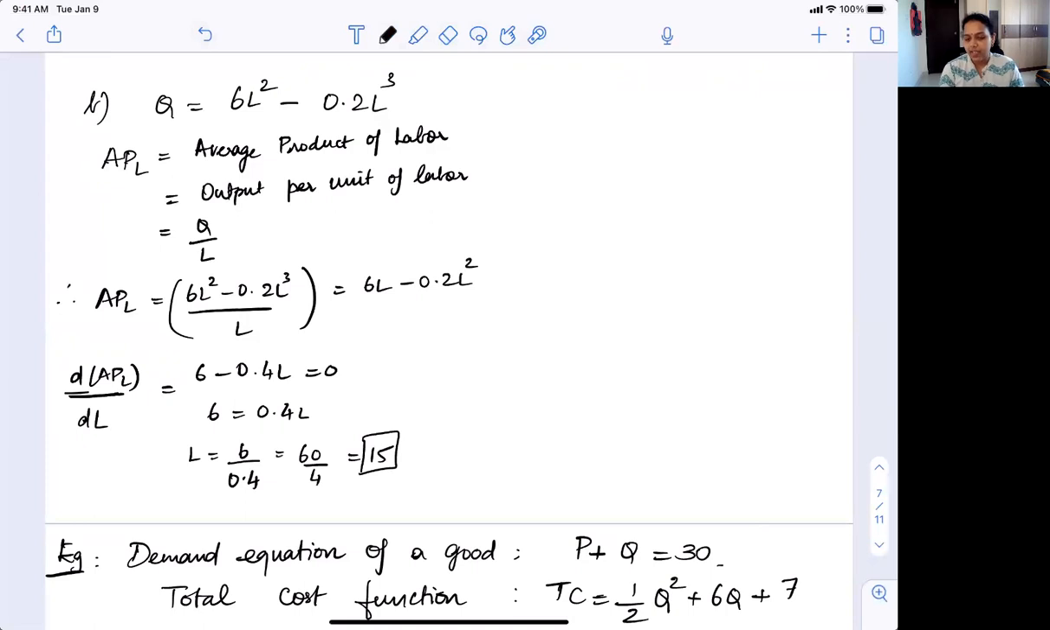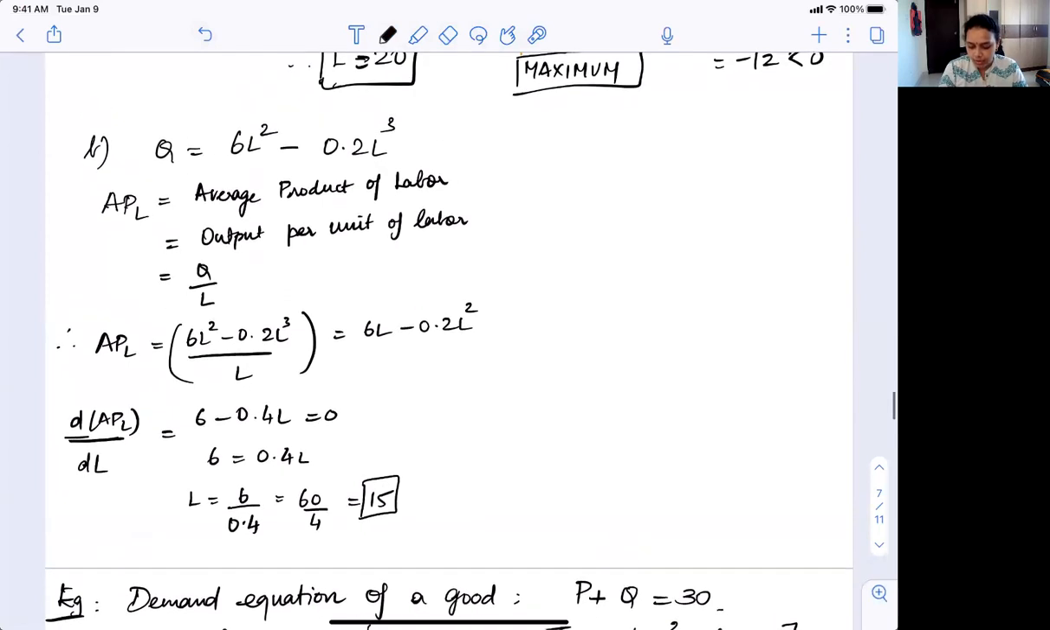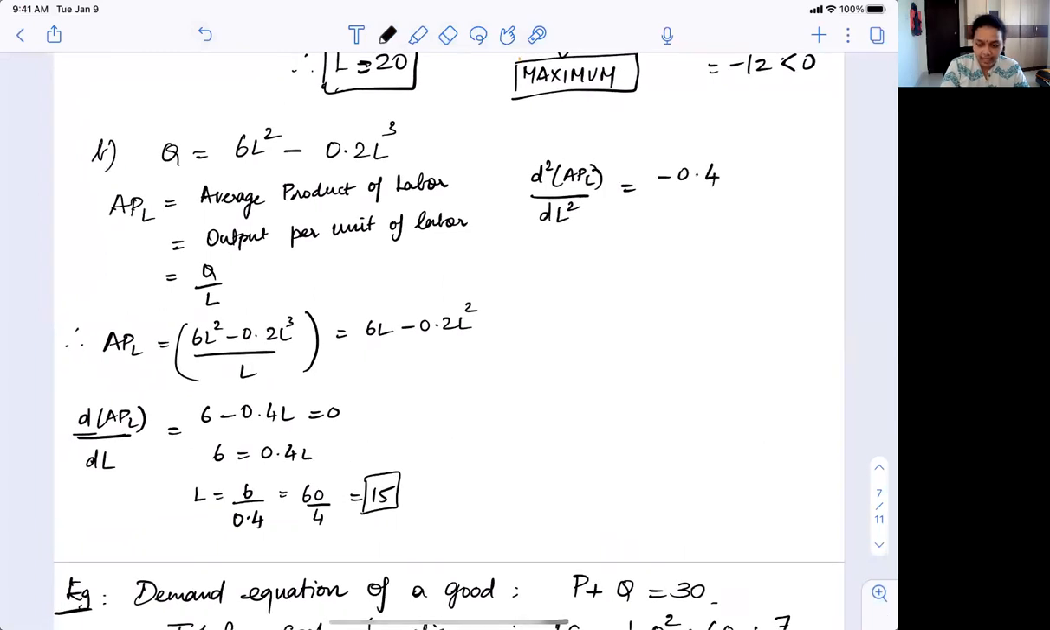Now let's go ahead and do the second derivative test to check if L equal to 15 actually maximizes average product of labor. So let's just do the second derivative, which is d squared APL by dL squared. And what is that? It's actually just minus 0.4. And that is always less than 0, regardless of the value of L. So we're dealing with a concave function. Therefore, we can be certain that L equal to 15 maximizes APL.